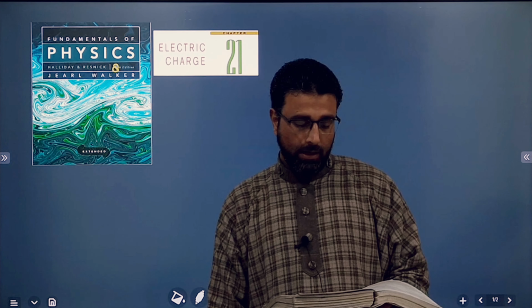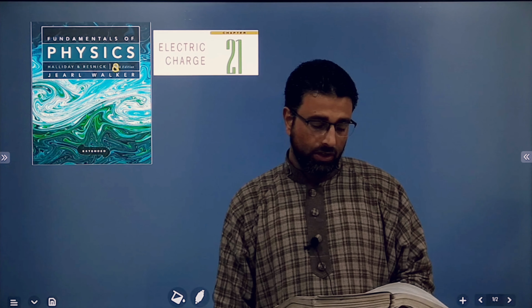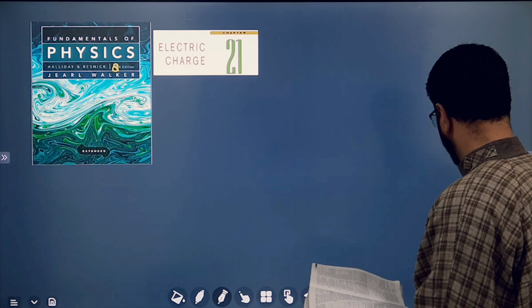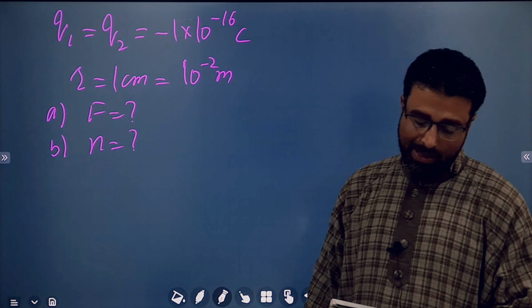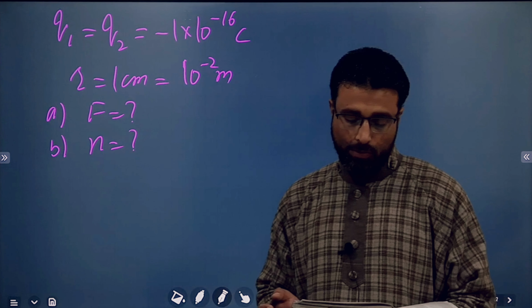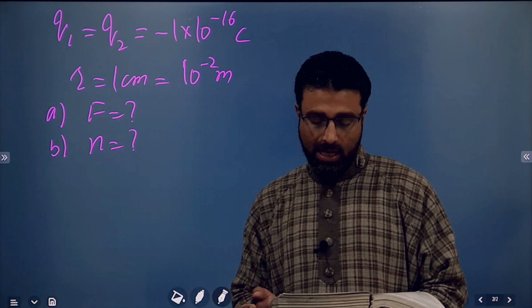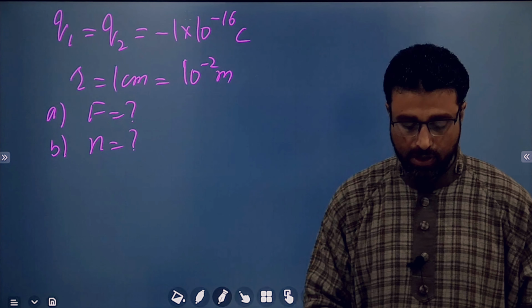Two tiny spherical water drops with identical charges of -1 into 10 to the power minus 16 Coulomb have a center-to-center separation of 1 centimeter. What is the magnitude of the electrostatic force acting between them? How many excess electrons are on each drop, giving it its charge imbalance?